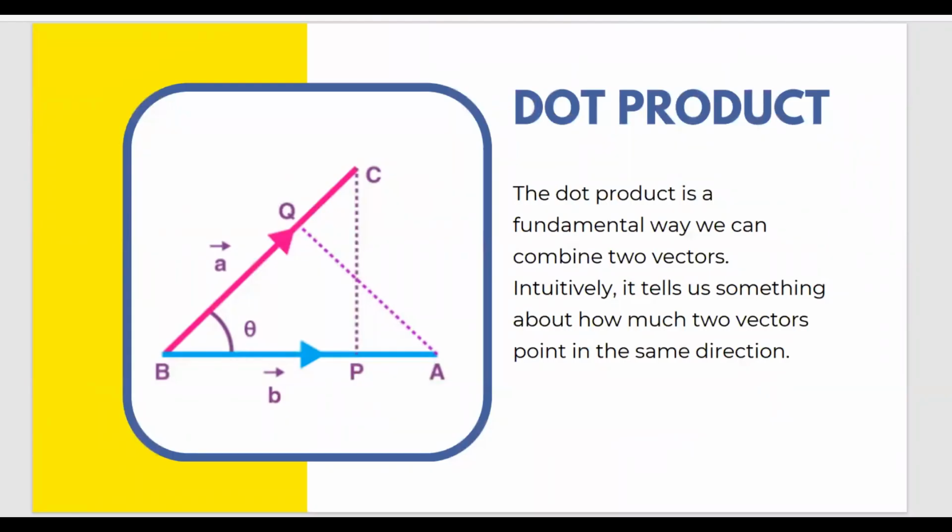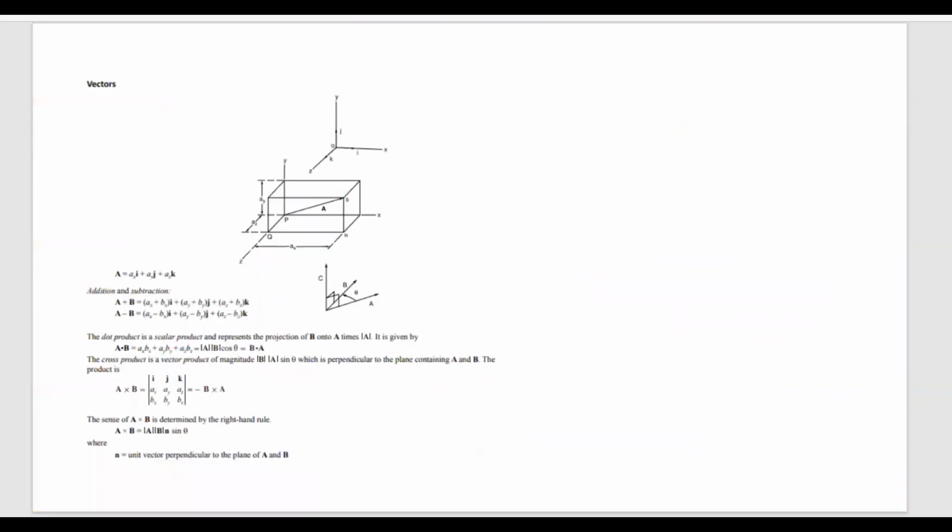The dot product is a fundamental way we can combine two vectors. Intuitively, so you have an idea of what the dot product does or what it tells us: the dot product tells us how much two vectors are in the same direction or point in the same direction. This is what you're given in the FE handbook on dot product and on vectors, actually.